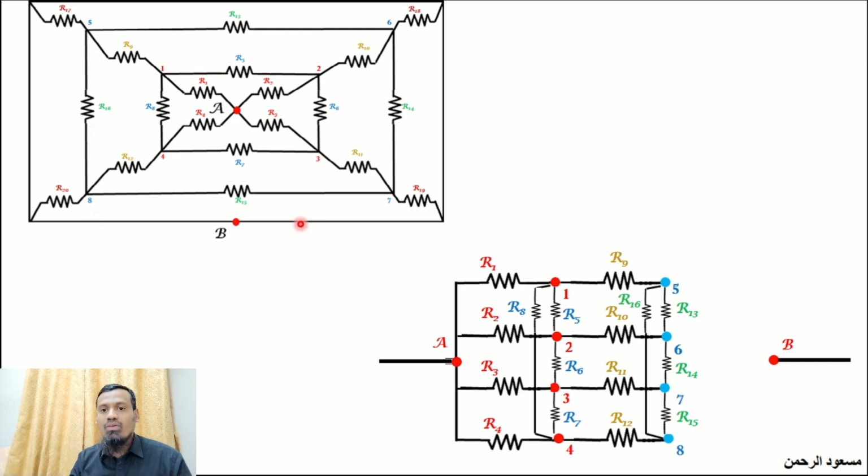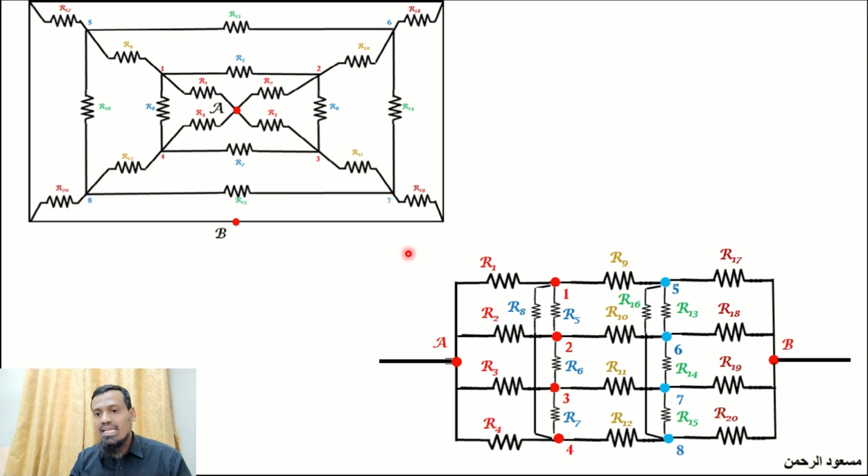Between 5 and point B, we have resistance R17. Between the points 6 and B, we have the resistance R18. Between the points 7 and B, we have resistance R19. And between points 8 and B, we have resistance R20.